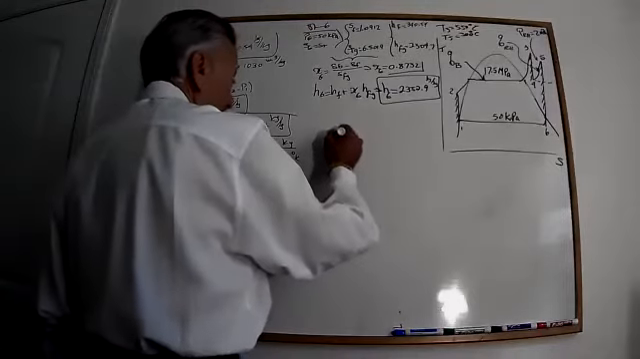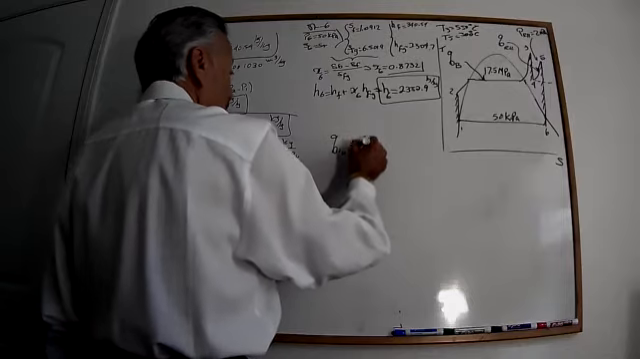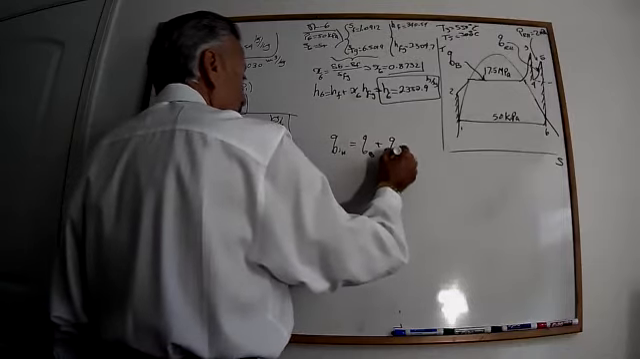Now, in this case, we have Q in equal to the Q of the boiler plus Q of the reheat.